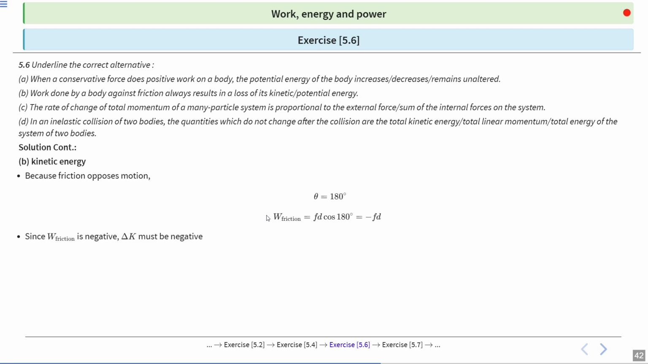Since work done by the friction is negative, the change in kinetic energy will be negative, because we know W is equal to change in kinetic energy. Means work done is equal to change in kinetic energy. That's why here we say work done by the friction is negative. So we can say change in kinetic energy must be negative.